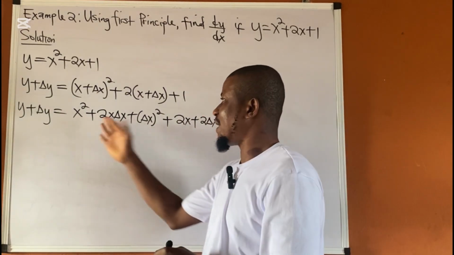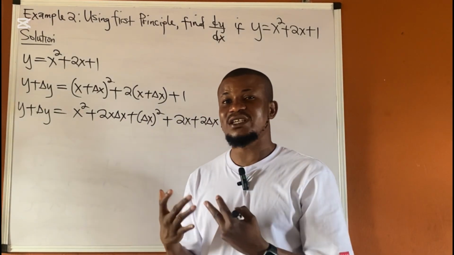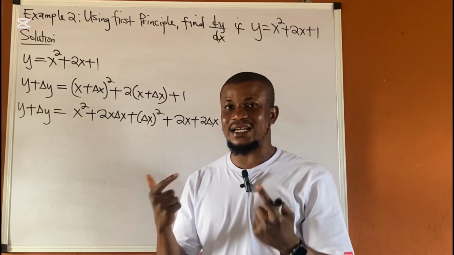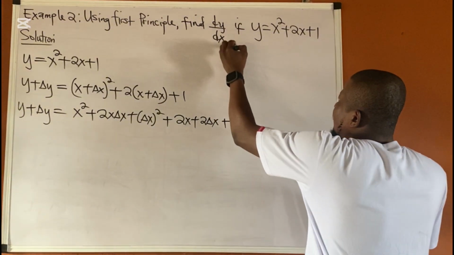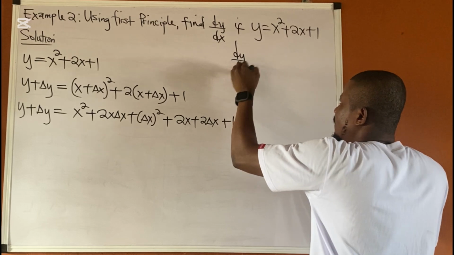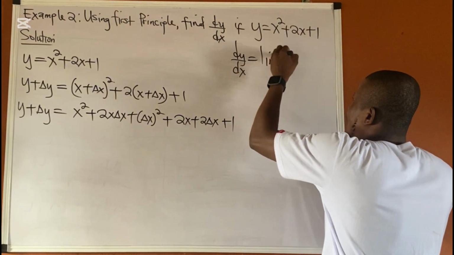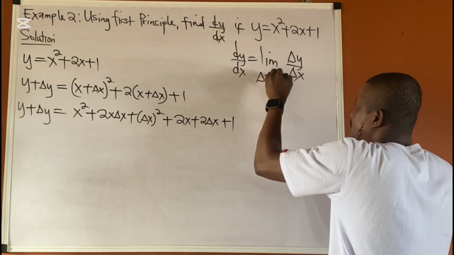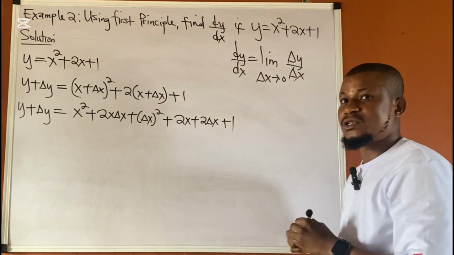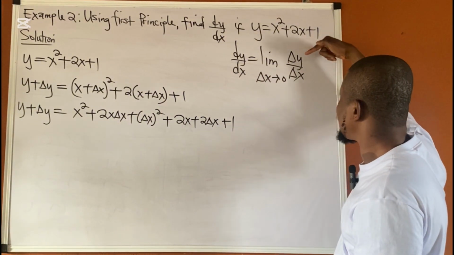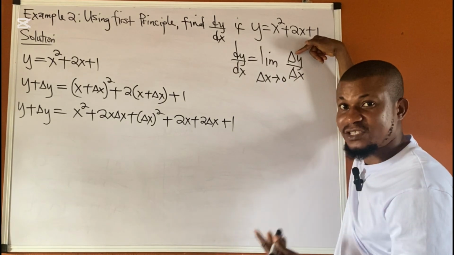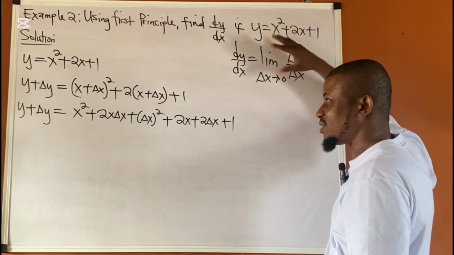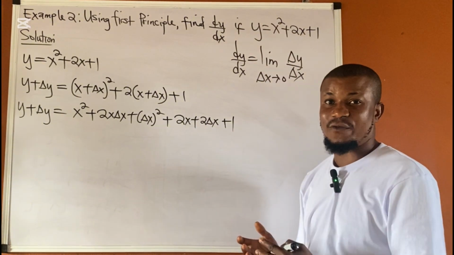After this expansion, the next step is to make change in y the subject. Remember, the target is always having that dy dx is equal to the limit of change in y over change in x as change in x tends to 0. So always have it in mind that you need to find your change in y, make it the subject, then divide through by change in x, and then impose a limit. This is what we call first principle.